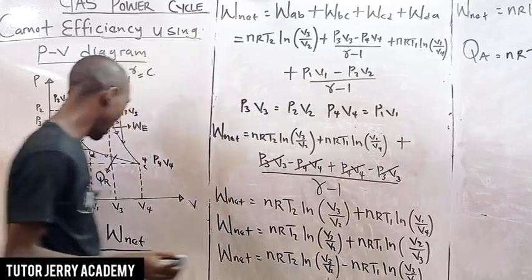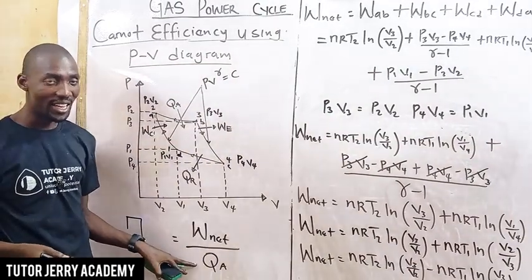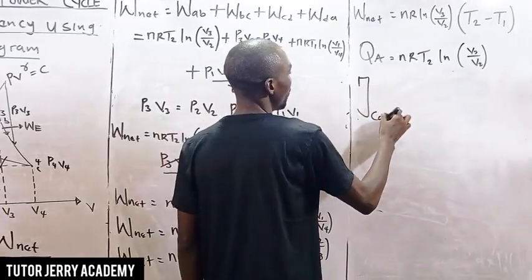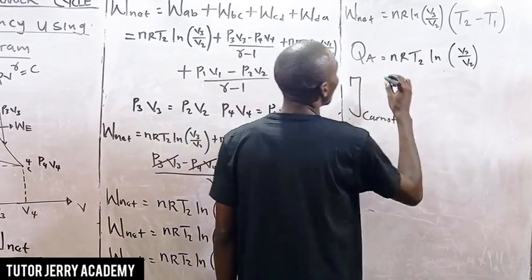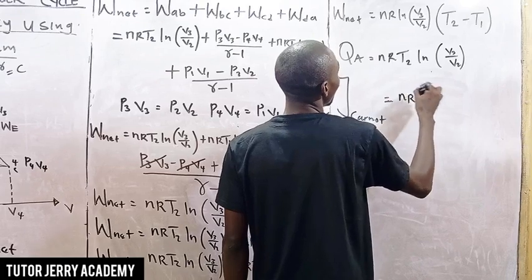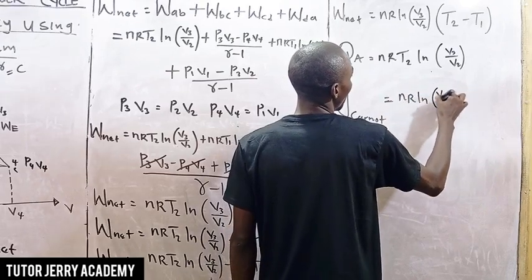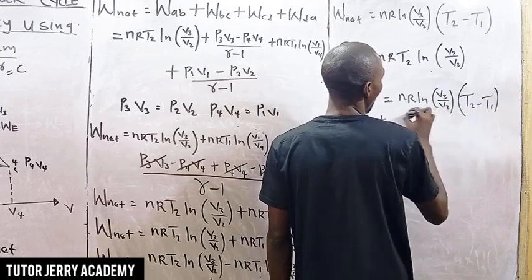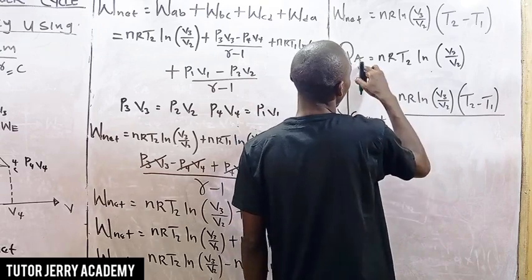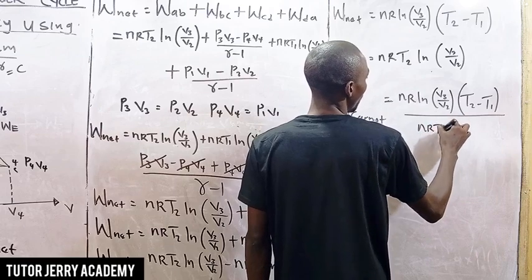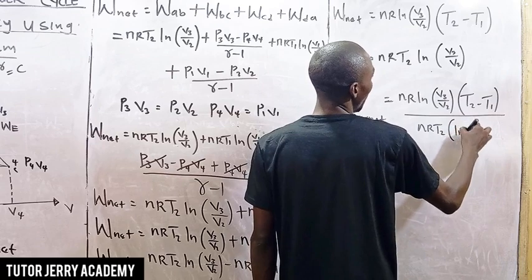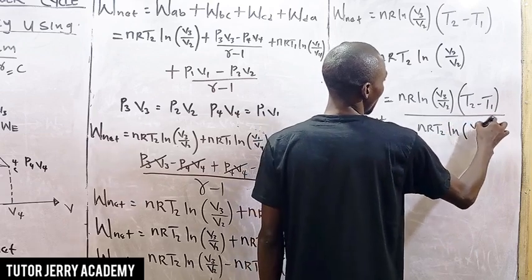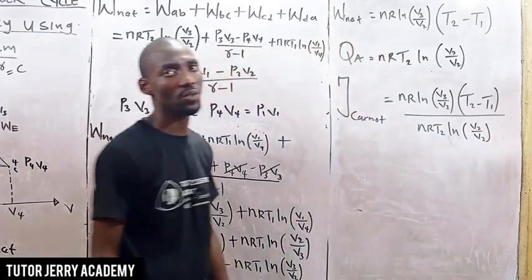Now that we have our work net and we have our heat addition, we can get our Carnot efficiency. Carnot efficiency will be equals to work net, which is nR ln of V3 over V2 into T2 minus T1, all over Q heat added, which is nRT2 into ln of V3 over V2. All right, so this is what we have.